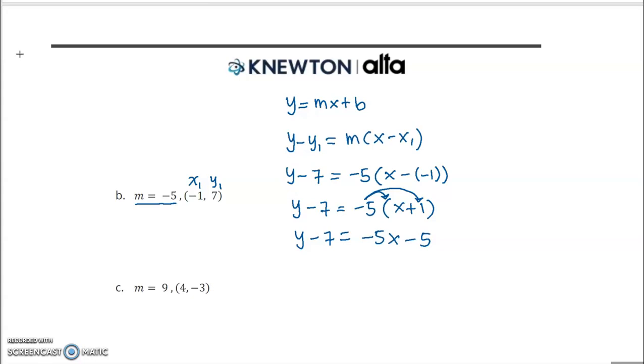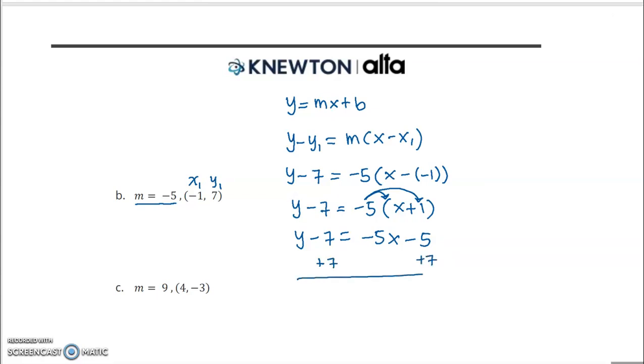Now, we want the final answer to be in the slope-intercept form. That is of the form y equals mx plus b. So we need to remove this negative 7 here on the left-hand side in order to obtain that form. To do that, we will just add 7 to both sides of the equation.